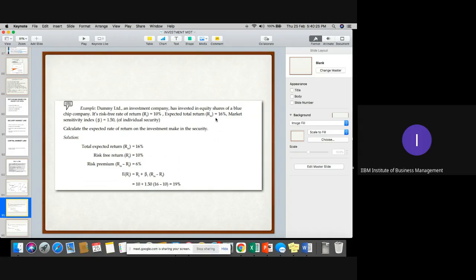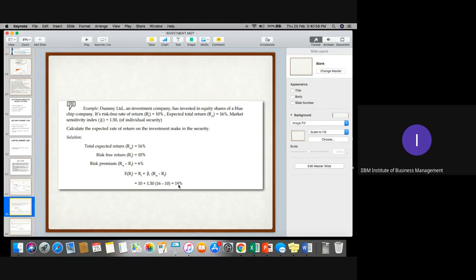You can see that the market return is 16, and whenever your beta is greater than 1, your expected return should always be higher than the market return. As you can see, the answer is 19%. Risk-free is 10, but if you are exposed to higher risk, definitely you will generate a higher return, more than the market or average return. Clear? Everyone, please note it down.